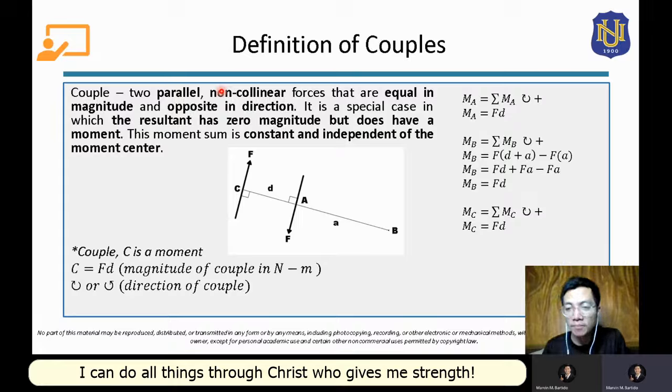So you have to remember and understand this concept because it will be a great help while we are solving systems with couples, or if the system is actually a couple. Again, the couple C is equal to FD, and it has the same moment effect at any point. So that is an important concept about couple. Let's proceed.